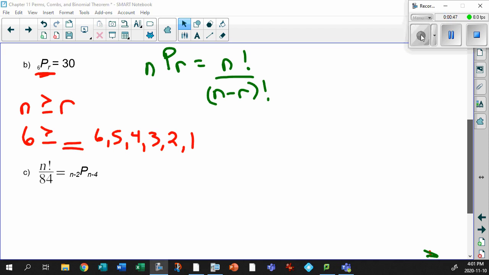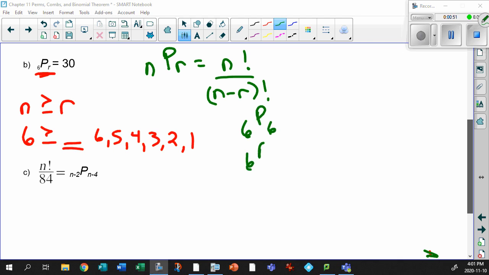So think of the arrangements you can have. You can have 6 pick 6, 6 pick 5, 6 pick 4, 6 pick 3, 6 pick 2, 6 pick 1. One of those has got to be equal to 30. Okay, so let's start playing around. Here we go. Let's go into our calculator.